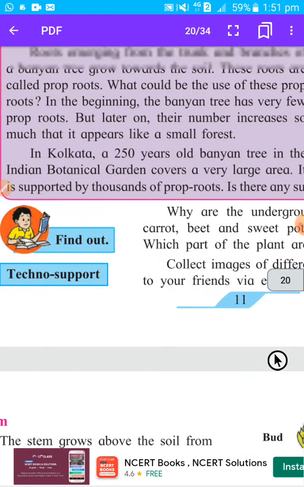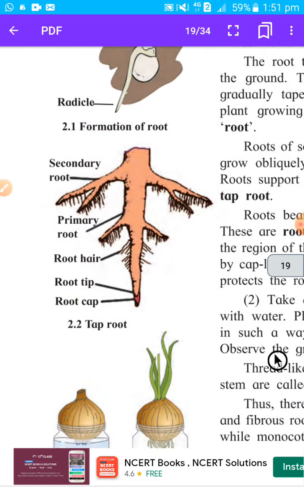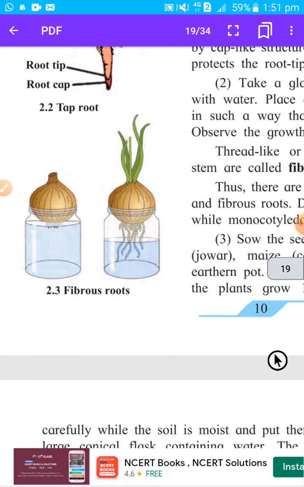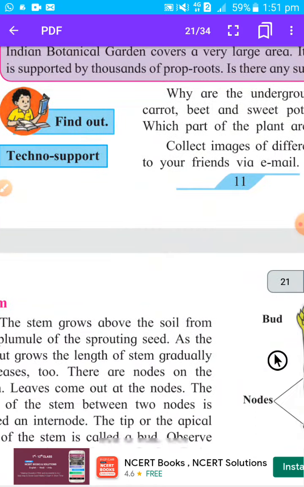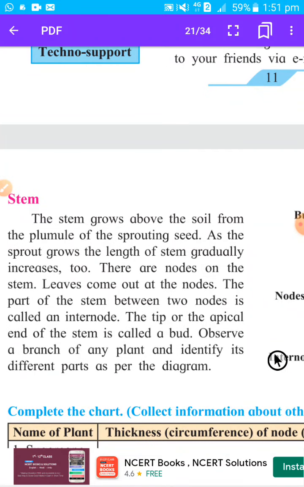Okay, so for homework you have to draw these diagrams: tap root, fibrous root, and then the next one, parts of stem. Understood? Okay, so for today it is sufficient. Thank you.